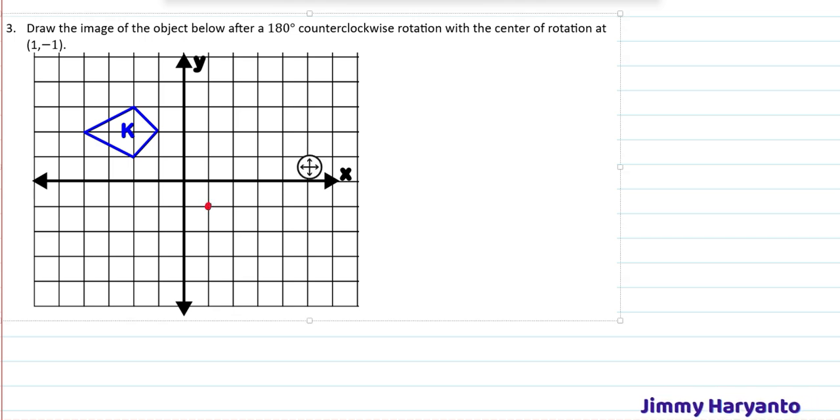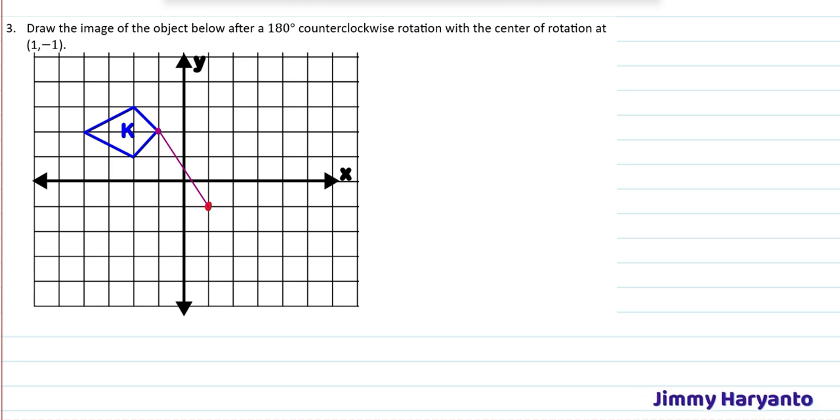Negative 1 is right there, and then as usual you have to choose one point, let's say this one, and then draw a line from the point to the center of rotation. This time it's 180 degree counterclockwise. Counterclockwise means going there. 180 degree is maybe that big, and then draw another line, and then measure the length. It has to be the same as the previous one.